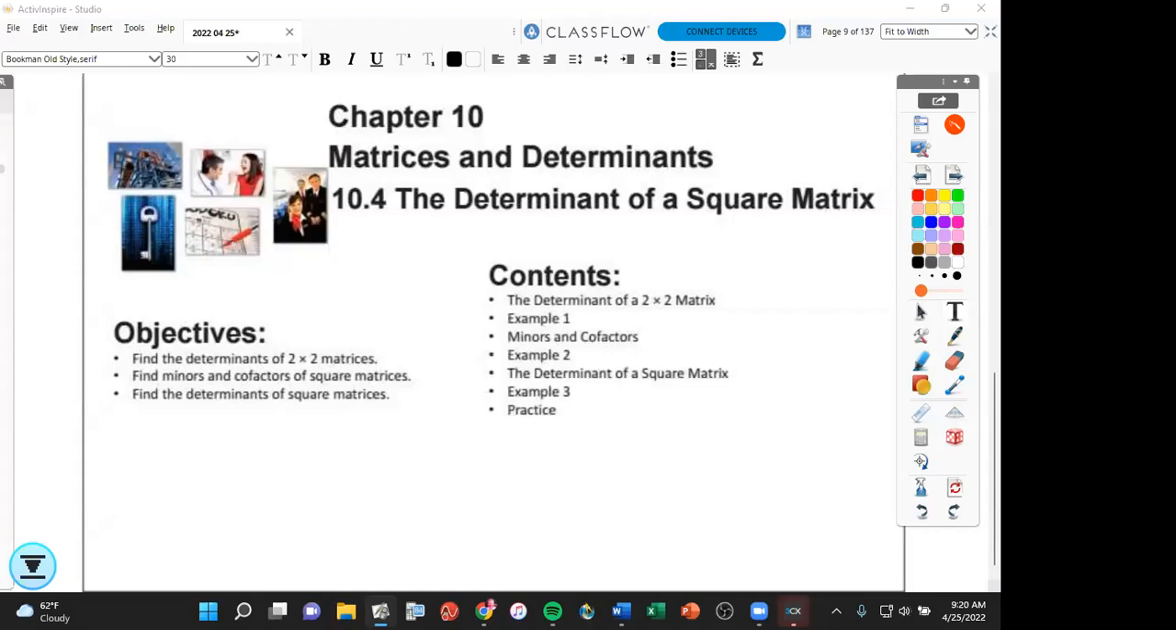I'll go ahead and present that, but I'm probably going to end up teaching it the way that I was taught. I did what was called expansion by minors, which is essentially the same thing. And then we're going to find determinants of square matrices.